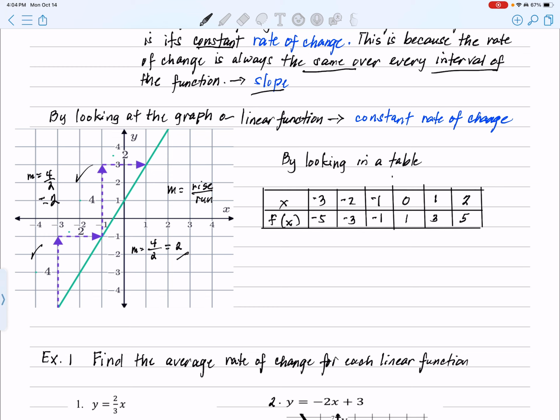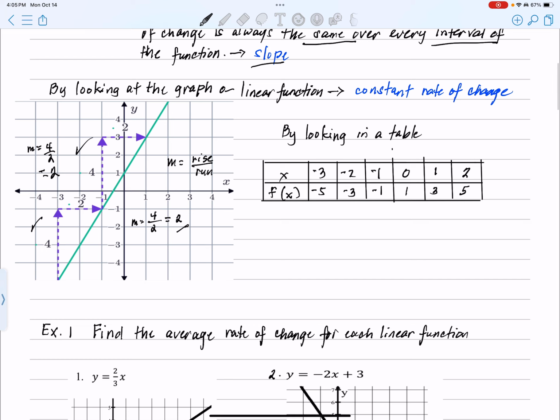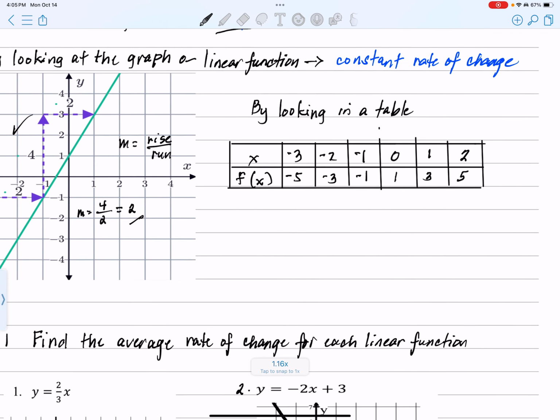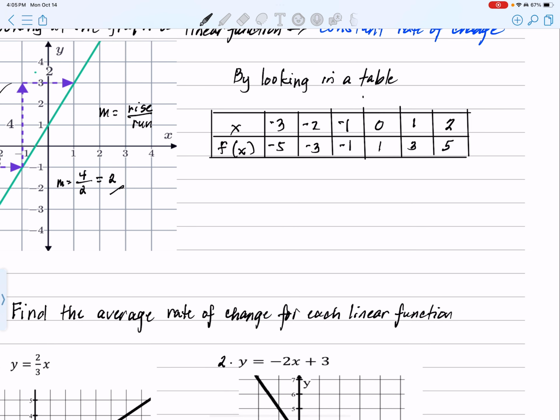Sorry for that. Let's look at the table. Let's say in the table you have the x, the input, with the interval from -3 to 2, and the output. This is the input, this is the output. That is the horizontal and vertical direction, as what the definition means.